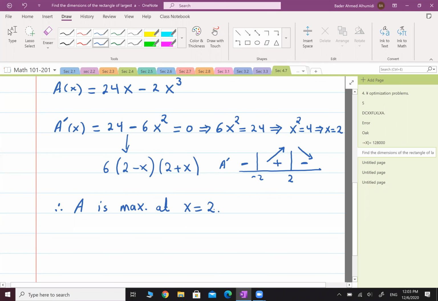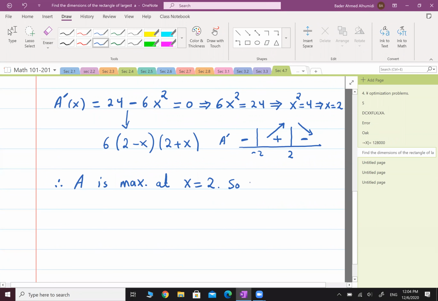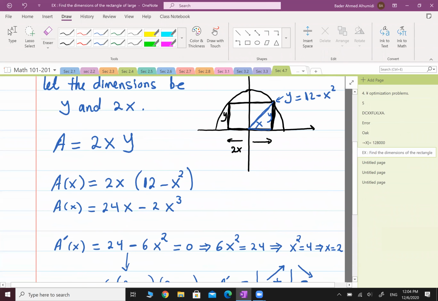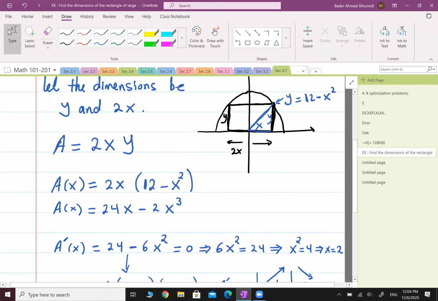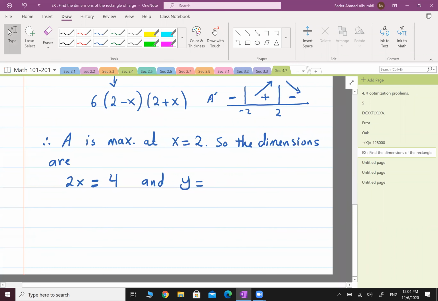If it is maximum at x equal to 2, what will be the dimensions? Now one of them is 2x, that is equal to 2 times 2, which is equal to 4. And y is equal to, as you can see the relationship upstairs here, y equal to 12 minus x squared. x is equal to 2, x squared is 4. 12 minus 4 is equal to 8, so y is equal to 8. So we have the dimensions: y equal to 8, and the width is equal to 4. So this is the idea of the question, and this is how to solve it.